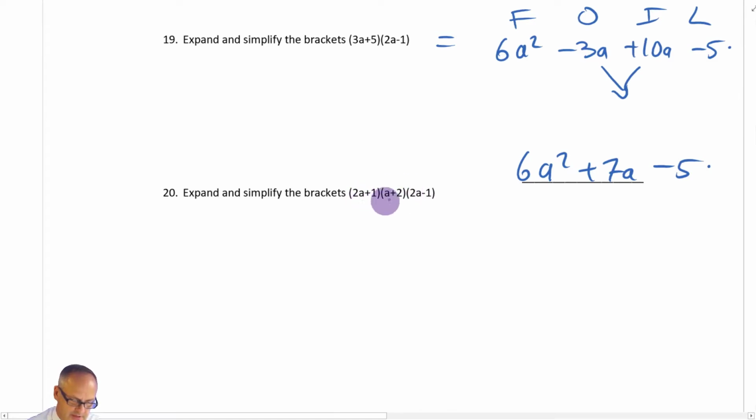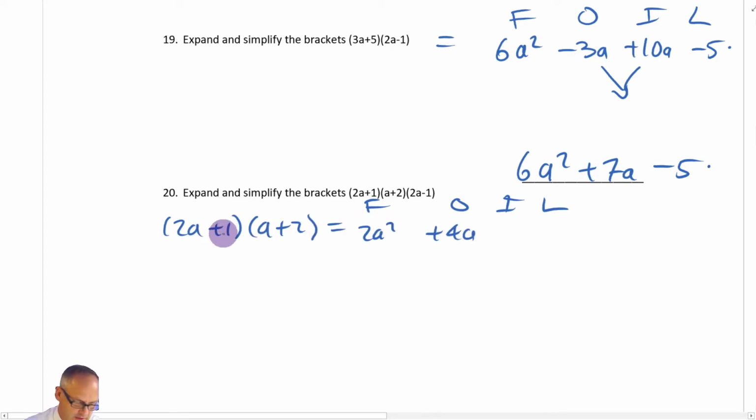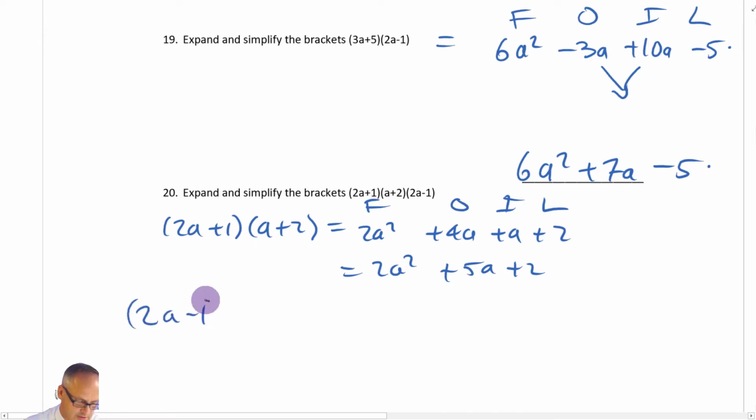Right, on this one, we're going to expand two of the brackets first. So let's do the first two first. So we're going to get 2a plus 1 times a plus 2. Use our FOIL to help us. 2a times a is 2a squared. Outer two things gives me 4a. Inner two things just gives me a. Last two things just gives me 2. So I've got equals 2a squared plus 5a plus 2. But I want to now times that by 2a minus 1. So 2a minus 1 times 2a squared plus 5a plus 2.